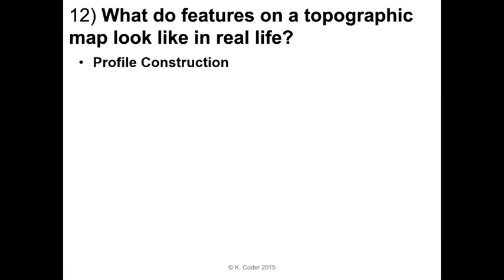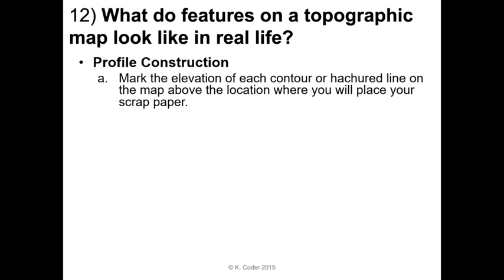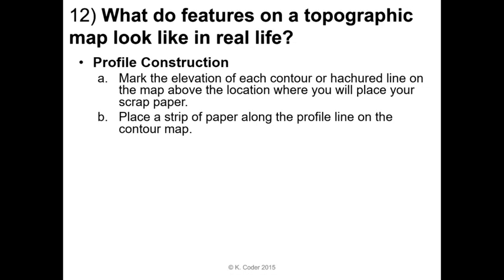So in order to construct a profile, you're going to mark the elevation of each contour or hachure line on the map above the location where you'll place your scrap paper. This is a very hands-on activity, and I'm just going to walk you through the process of the instructions and then show you a couple on a computer. When we have class time, we will be doing this with maps and with some scrap paper by yourselves. The second step is you're going to place a strip of paper along the profile line of the contour map, and this will make more sense in a bit.